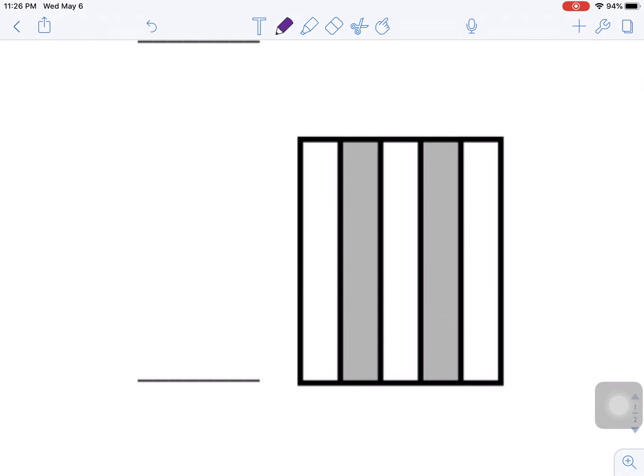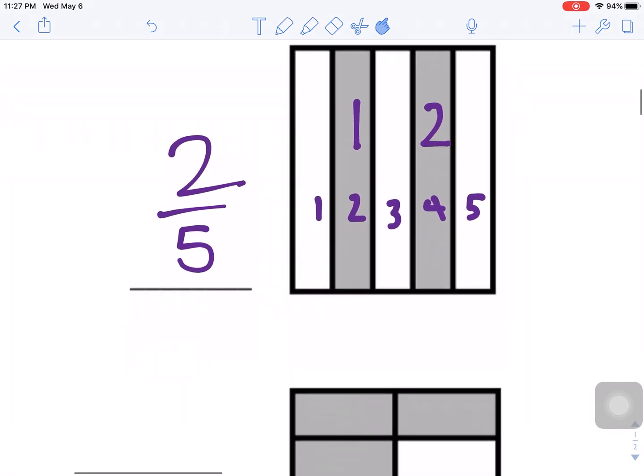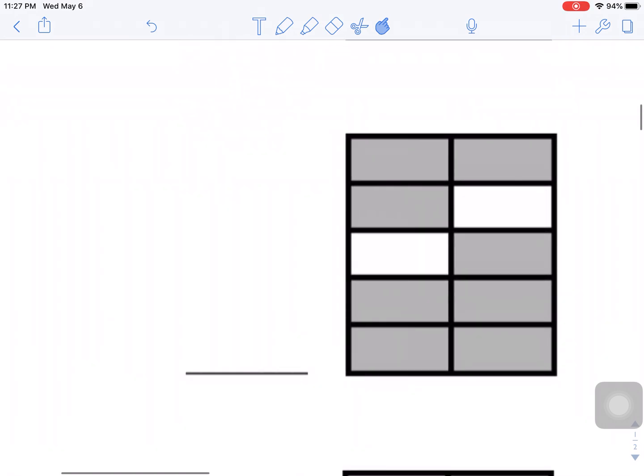My denominator again tells me how many equal parts I have. 1, 2, 3, 4, and 5. I have 5 equal parts. And how many of those are gray or shaded? 1, 2. 2/5 are shaded. Now we don't always need to put those numbers in there, but just as a refresher in our mind, we can do that. If you like to do that, great. If you think, oh, I'm past that, that's okay too.